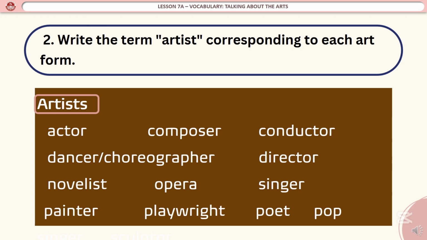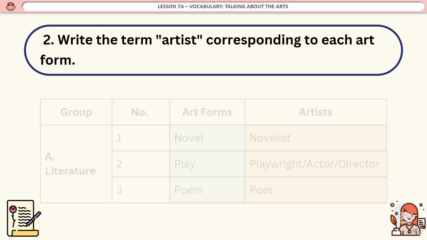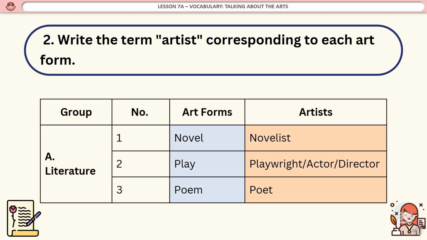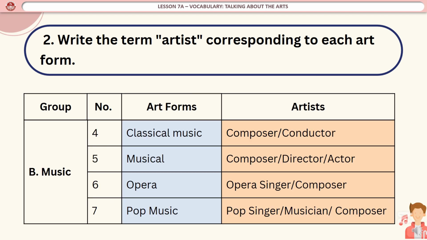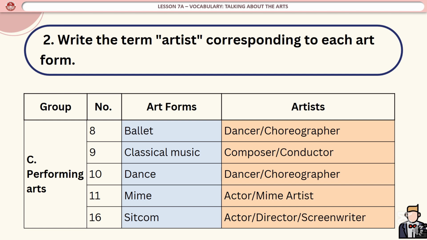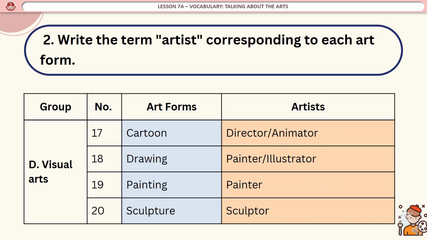Now, let's check the answer. You can pause the video to check. Here are the artists for Group A, literature. B. Music, C. Performing arts, Group D. Visual arts. That's really good so far.